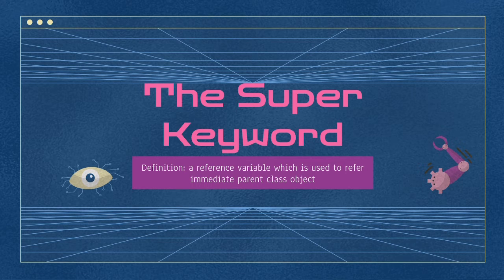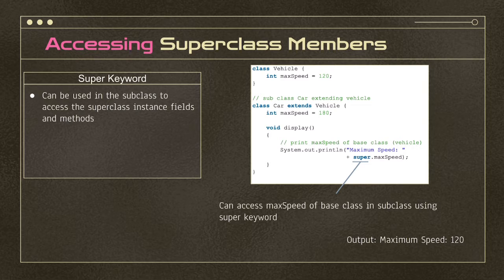The first topic is the super keyword, which is a reference variable used to refer to immediate parent class objects. We can use the super keyword in the subclass to access the superclass instance fields and methods. Let's look at an example on the right. We can see that both the base class and subclass have a member max speed, but with the super keyword, we can access max speed of the base class in the subclass. This will then print maximum speed 120.